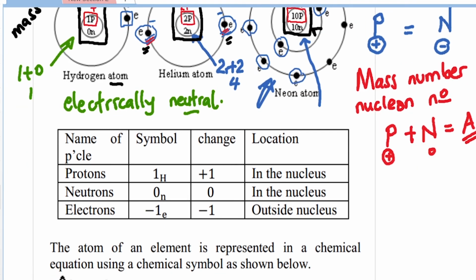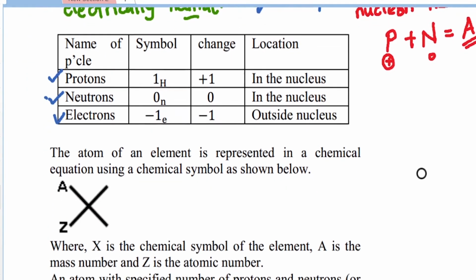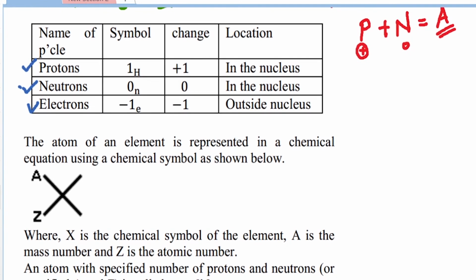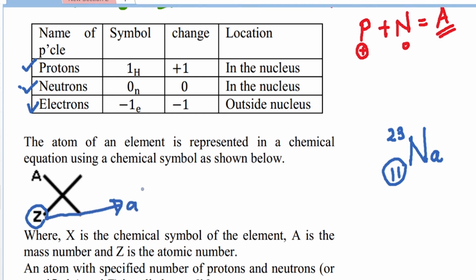So if you come down here, you can see we're talking about protons, their symbol, and that they are in the nucleus. This is what we've been talking about: protons, neutrons, electrons, and their charges. Down here, the atom of an element is represented using a chemical symbol. Let's say we're talking about sodium. We have sodium written like that. We all know that sodium has a number 23 up here and a number 11 down here. So that 11 is what we are calling Z, and that Z is what they are referring to as the atomic number.